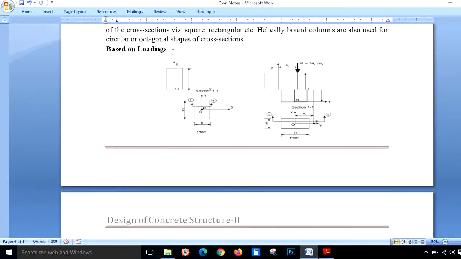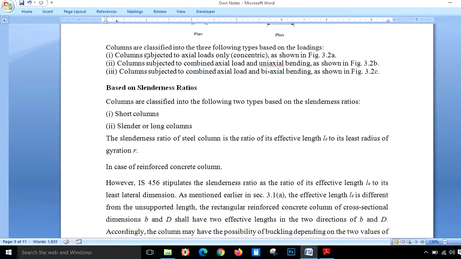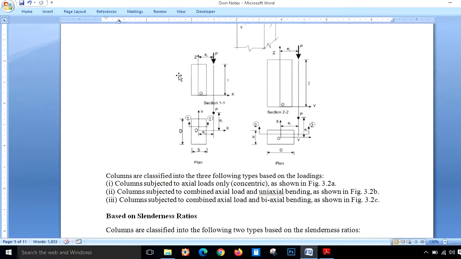Next one is based on the loadings. You can see either the column is eccentrically loaded or concentrically loaded. Based on the loadings, we can divide the column in three categories. That is, column subjected to axial loads, where only concentric loads act. Column subjected to combined axial load plus uniaxial bending, for which I have shown you the figure; you can go through the figure from previous session. Next, column subjected to combined axial load and biaxial bending, which is shown in the figures above also.